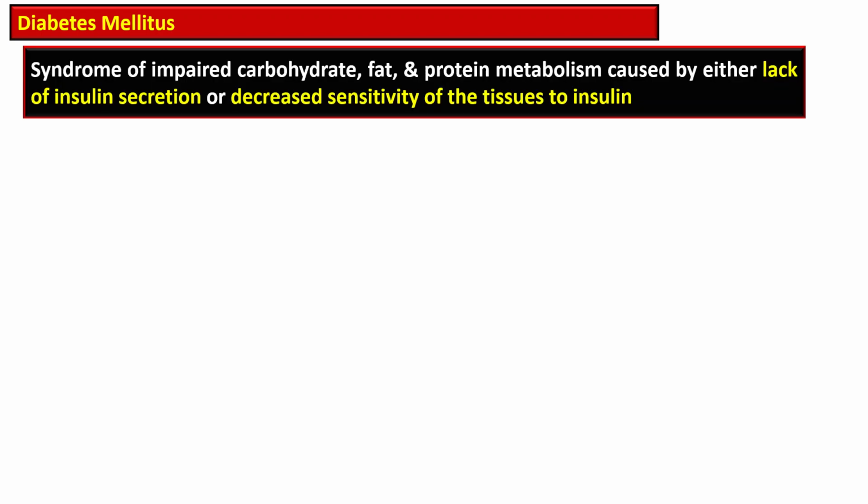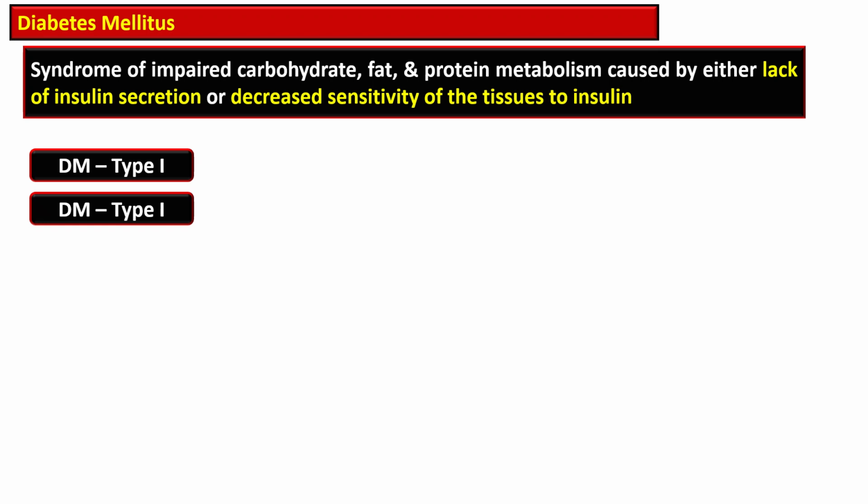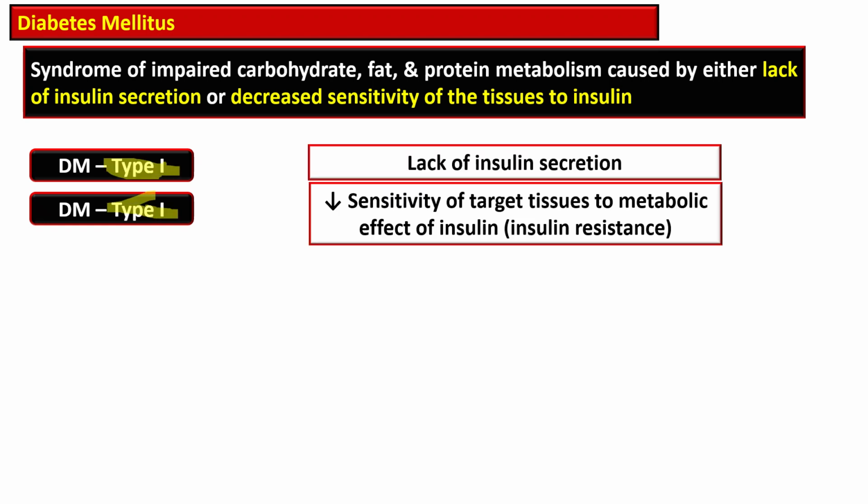Diabetes mellitus is a syndrome that is characterized by impaired carbohydrate, fat, and protein metabolism that is caused by either lack of insulin secretion or decreased sensitivity of the tissue to insulin. So, these can be termed as type 1 diabetes mellitus and type 2 diabetes mellitus.